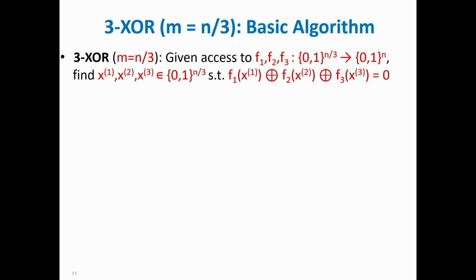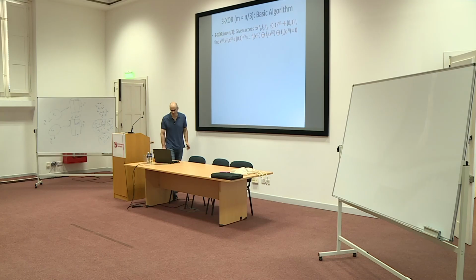So again, we're in the single solution regime, m equals n over 3. We're given access to 3 random functions, where the input size is n over 3 bits and the output size is n bits. And we want to find the triplet x1, x2, x3 of n over 3 bit strings such that f1 applied to x1, XOR f2 applied to x2, XOR f3 applied to x3 is equal to 0. Okay, that's the problem.